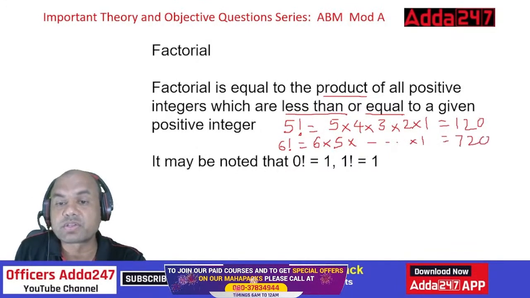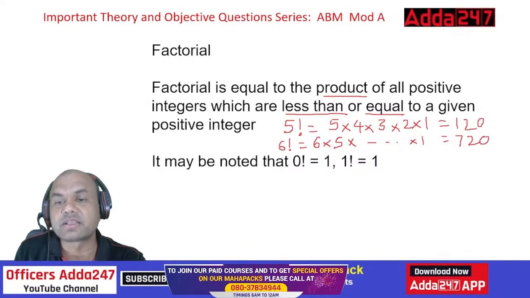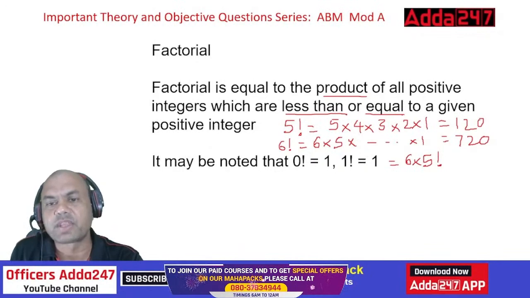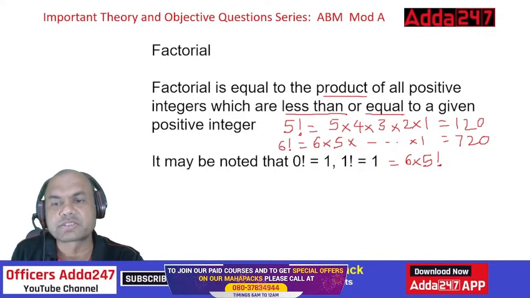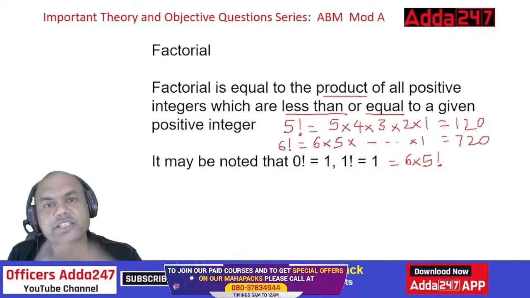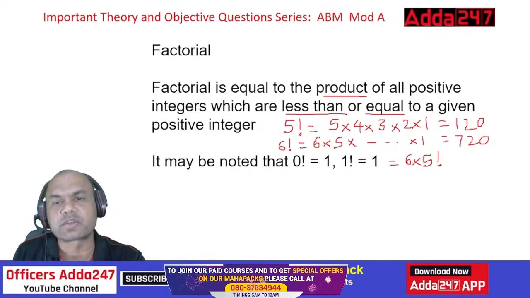Now one thing which you'll note over here is 6 factorial can be written this way also: 6 into 5 factorial. Isn't it? What's the difference? No difference. In 5 factorial, I have taken 1 into 5 into 4 up to 5, then I have just multiplied with 6. Similarly 7 factorial is 6 factorial into 7. So this way also you can write a factorial.